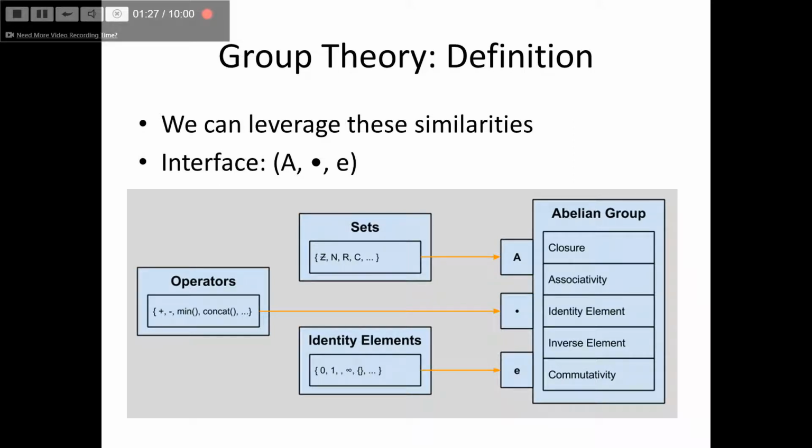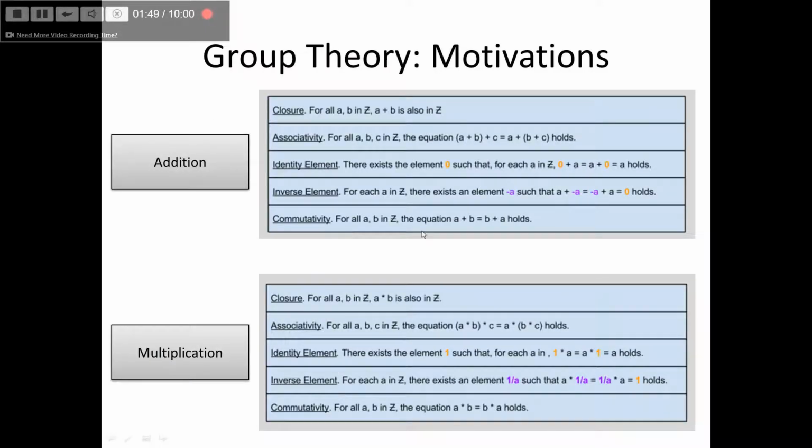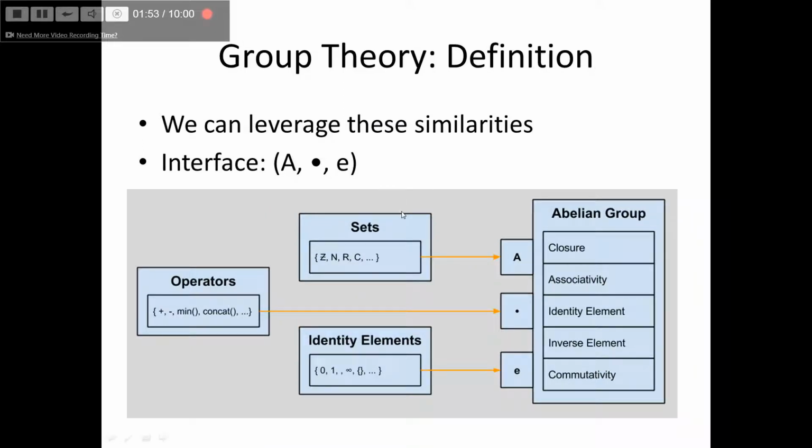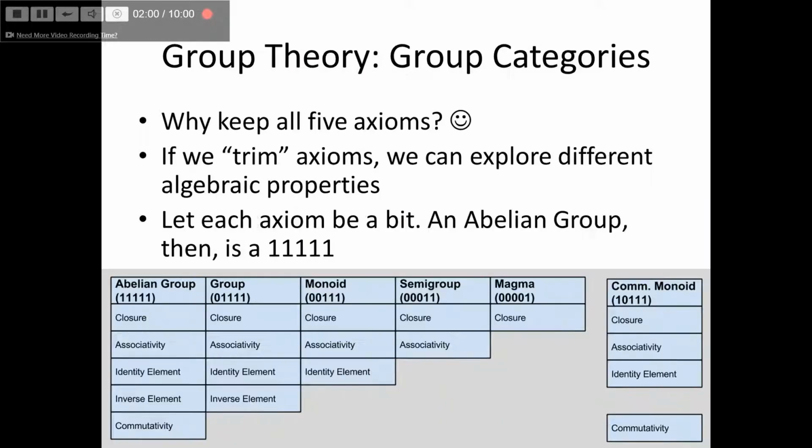And we'll define this thing as having an interface that accepts a set, an operator, and an identity element. And we'll call this combination of five axioms an abelian group. So in this picture, we can say if I give it the set of all integers, and the operator plus, and the identity element 0, we can reconstruct what we know and love as addition. And we can do the same with multiplication, and with much more arcane algebraic structures. And that's what a group is.